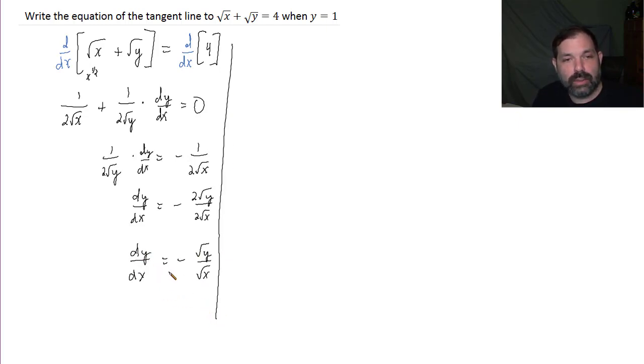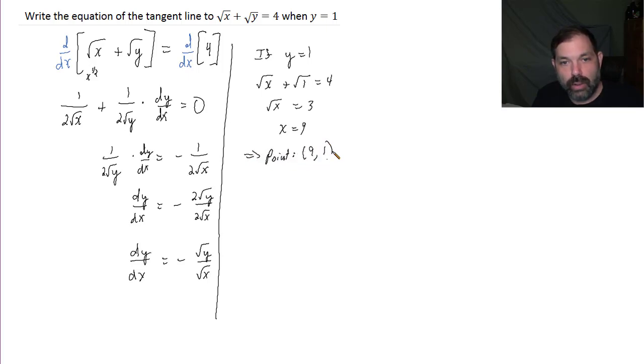So I now have the dy dx, but this one's a little different than the previous exercise. Here we don't have a complete ordered pair. We have one of the coordinates. We have y equals 1. All right, so let's complete the ordered pair. If y equals 1, then square root of x plus square root of 1 equals 4. The square root of 1 is 1. Subtracting 1 is 3. Square root of x is 3. And so then x is 9.